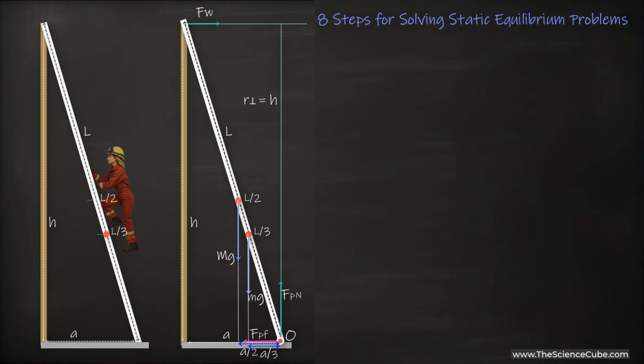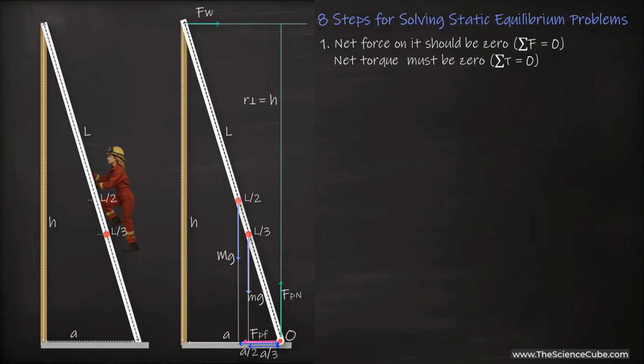So here is a quick step-by-step strategy for solving problems related to equilibrium in physics. Step 1 is, for an object in static equilibrium, the starting point should be the recognition that the net force on it should be 0. That also means along any x, y or z axis. Similarly, net torque about any axis must also be 0.